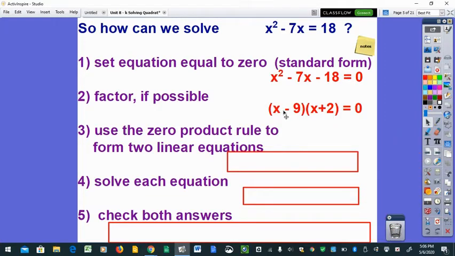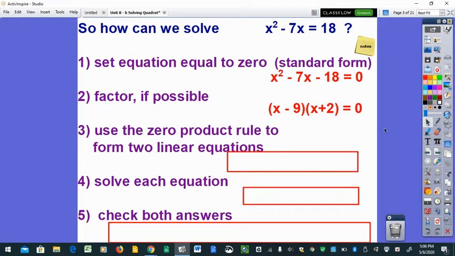So again, remember that you can FOIL your factorization to see if it's right. So if we take the first, x times x would give us x squared. Outer would give us a positive 2x. Inner would give us a negative 9x. Positive 2, negative 9 would combine to give us the negative 7x. And then our last would be negative 9 times positive 2. A negative times a positive would give us a negative 18. And this is a good factorization.